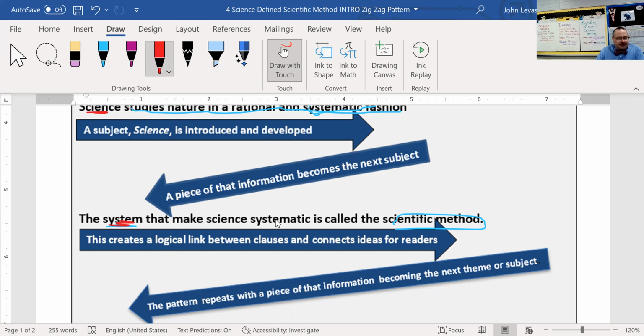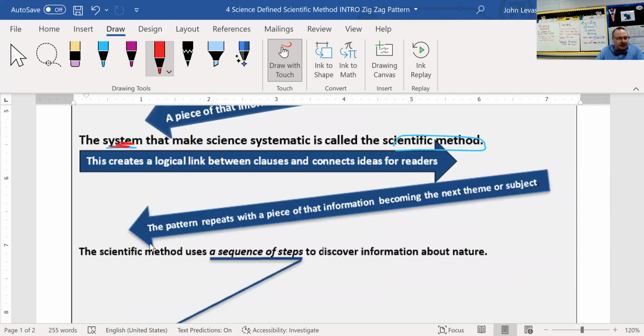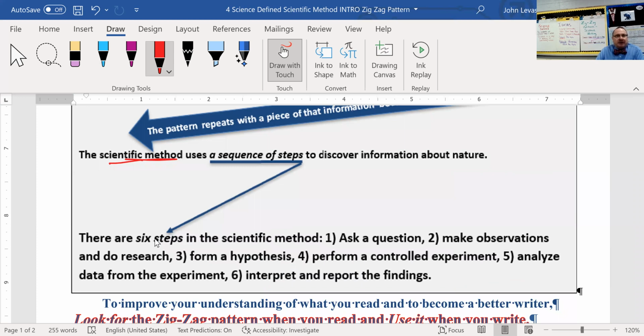The system that makes science systematic is called the scientific method. The pattern repeats, with a piece of information becoming the next theme or subject. Scientific method brought down here, and it becomes the next subject. The scientific method uses a sequence of steps to discover information about nature. And look, we find that a sequence of steps was brought down, and we see it here in the sixth. Even though this is not the subject, we see that that idea was still brought down into the next sentence.